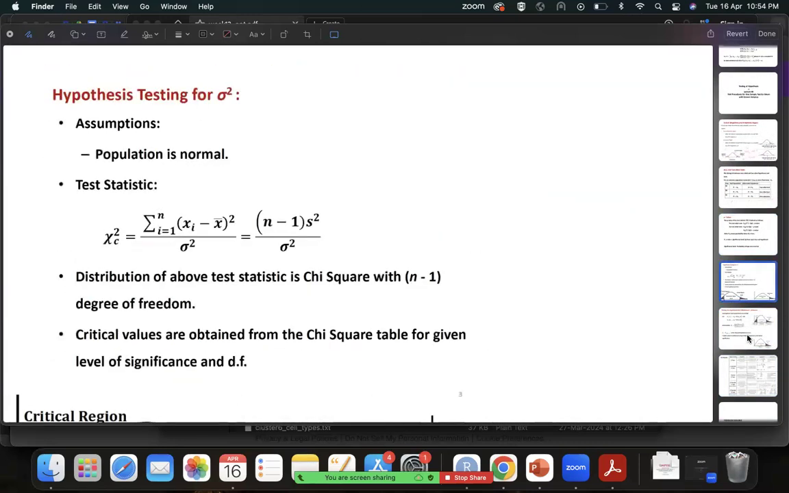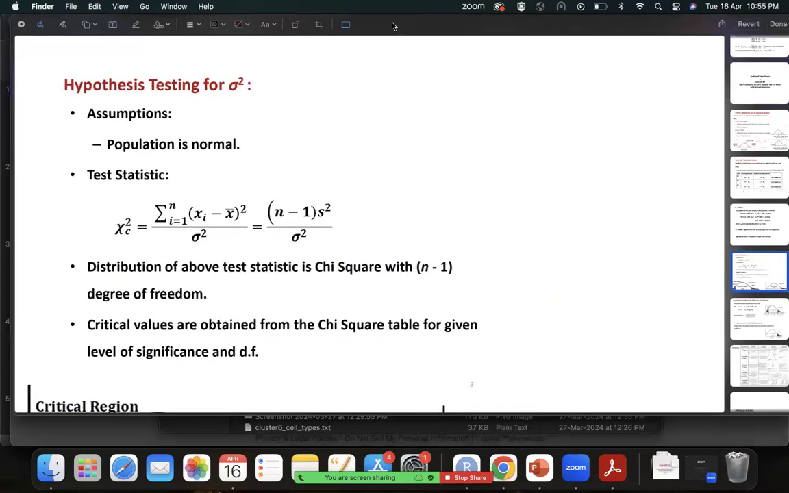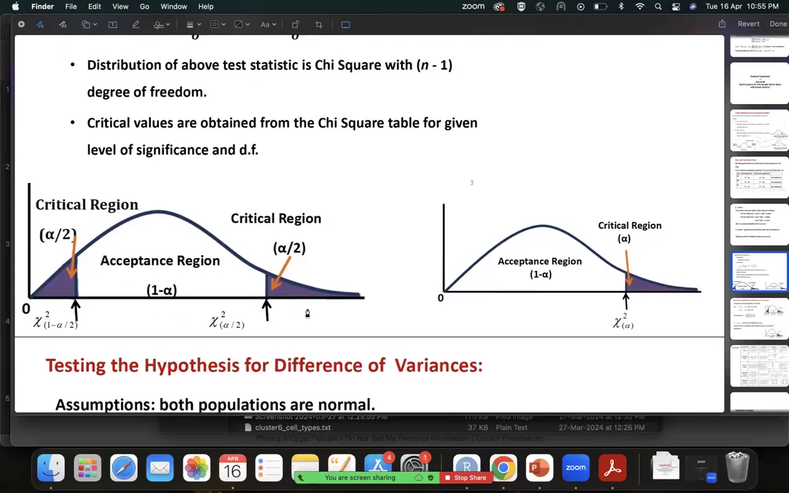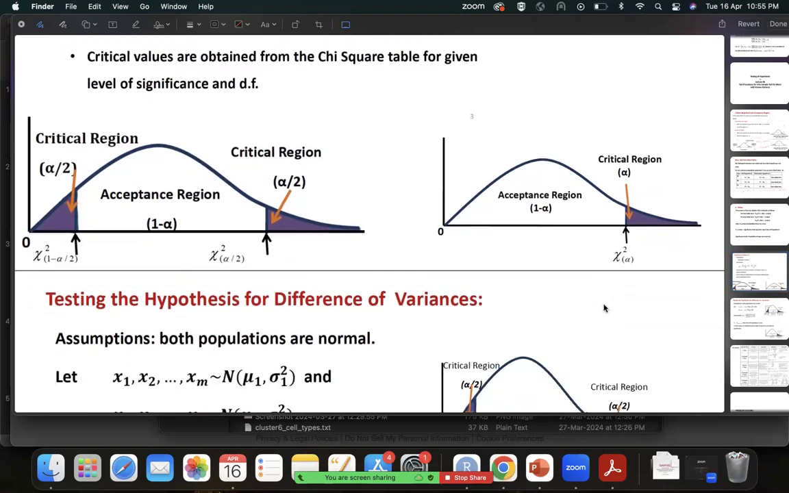There's one more thing. All the formulas in the table you saw were to estimate mu. But if you want to estimate sigma, you do hypothesis testing to estimate sigma squared. In that case, you use a chi-squared test statistic, given by this formula. This is not a symmetric distribution, and this is your critical region and acceptance region.